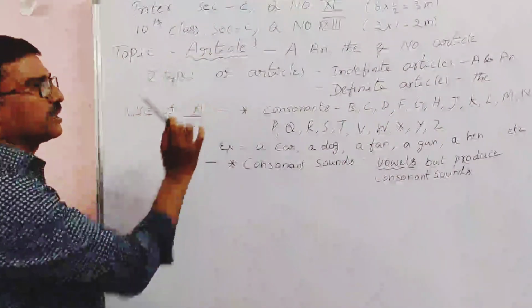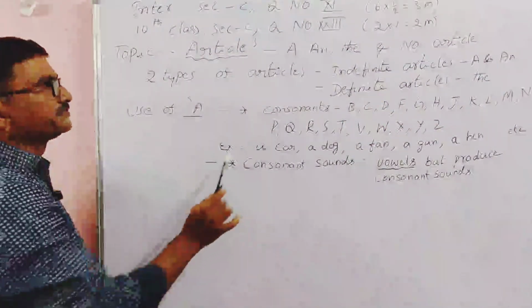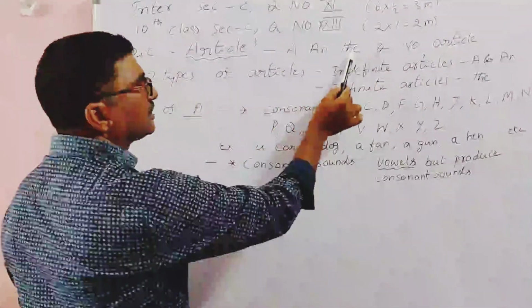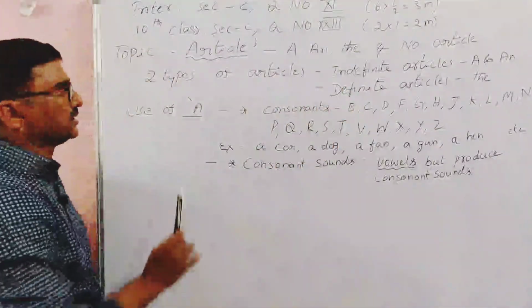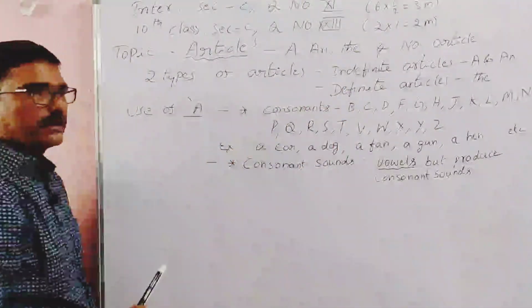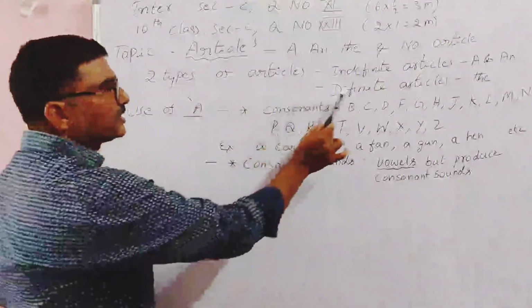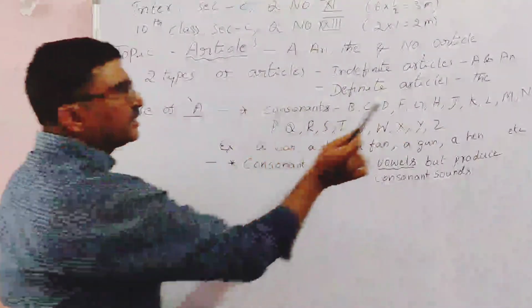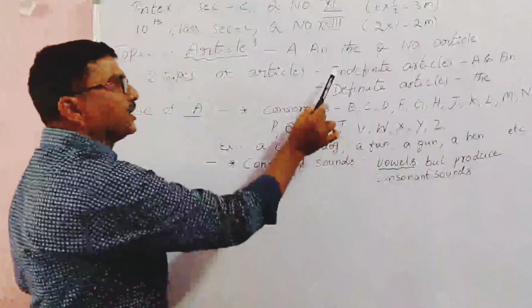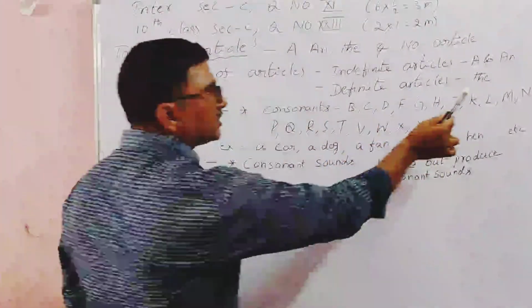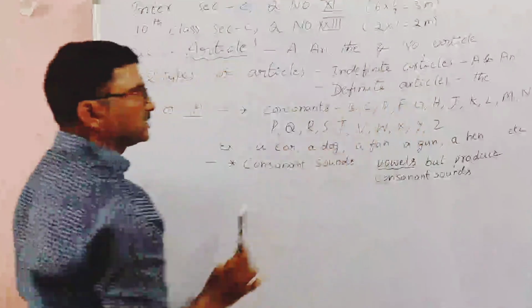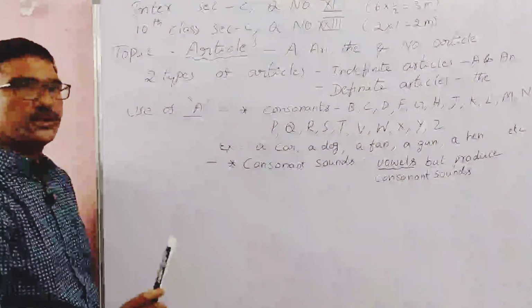The topic is articles. We call a, an, the articles. Two types of articles are there: indefinite articles a and an, and definite article the. A and an are called indefinite articles. The is called the definite article. Is it clear? Yes, I think you understood.